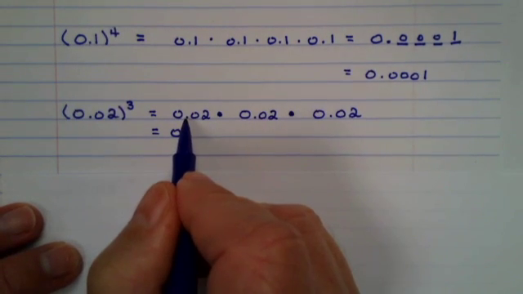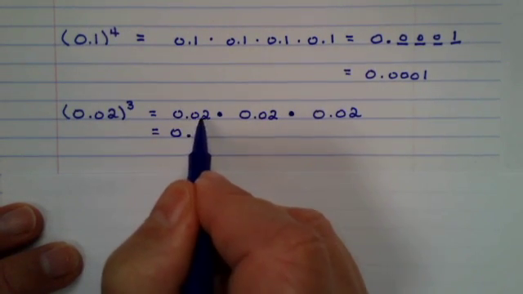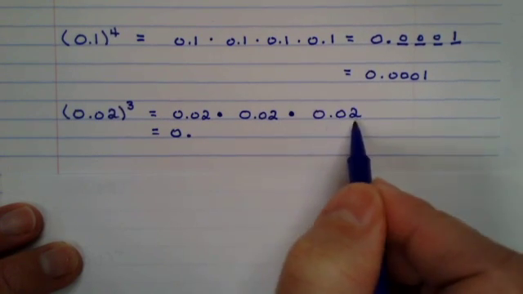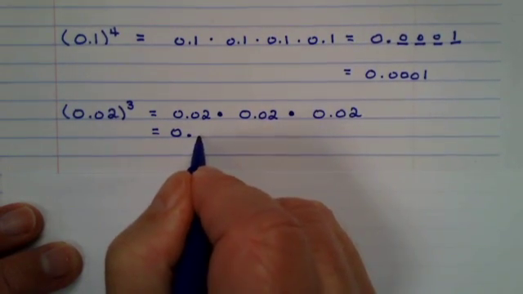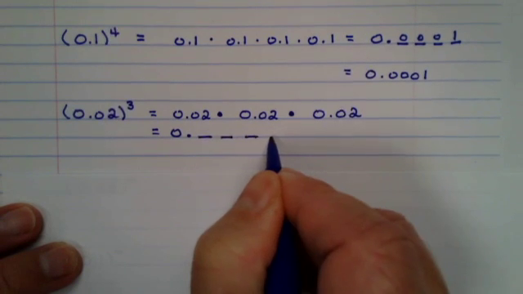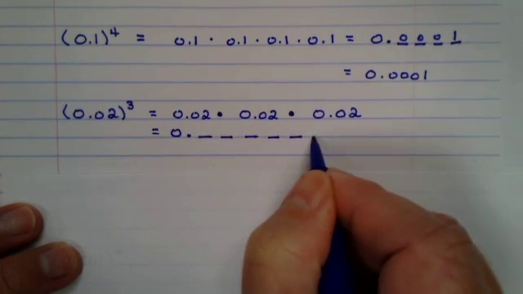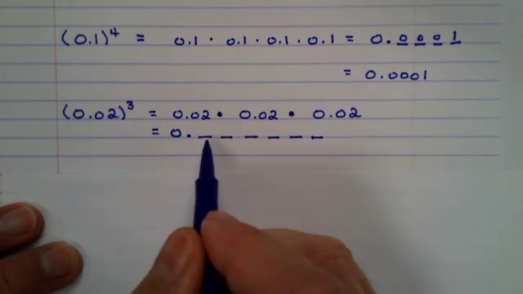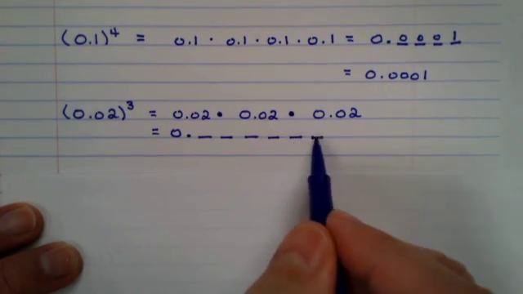Let me go through that again. I look at how many numbers are behind this decimal. It's 2. How many are behind this one? 2. How many are behind this one? 2. There's going to be 1, 2, 3, 4, 5, 6.